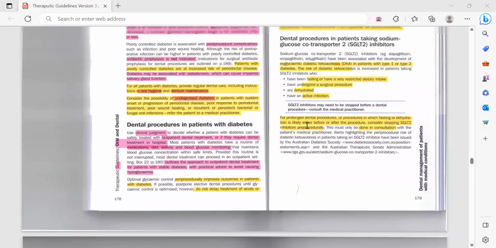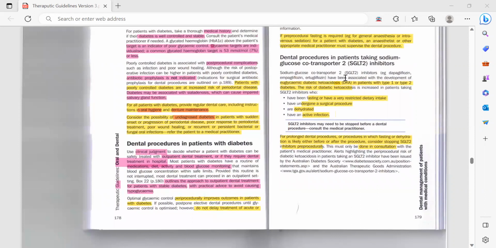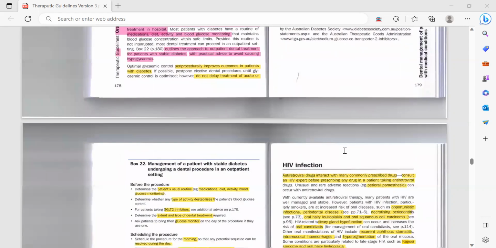Okay, so the summary of this is that these patients have a higher risk of getting into this very complicated condition, which is ketoacidosis. In some scenarios, you may need to stop their dosing, but you are not the only person who would decide for them. You need to take the advice from their GP about that.